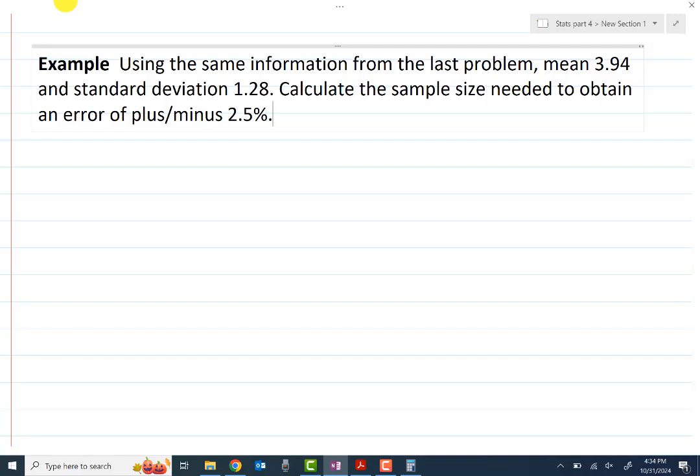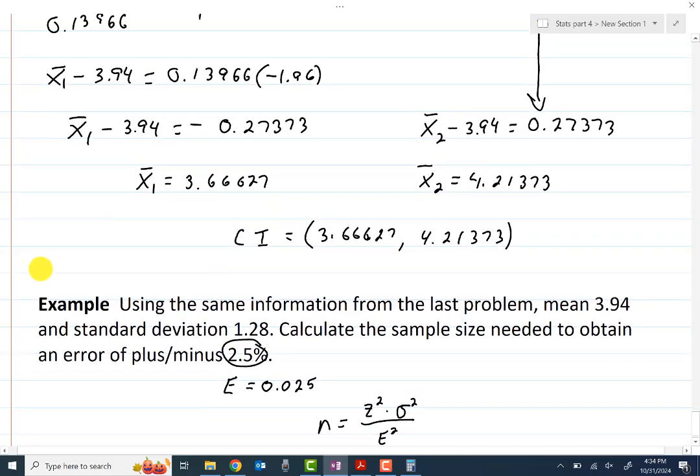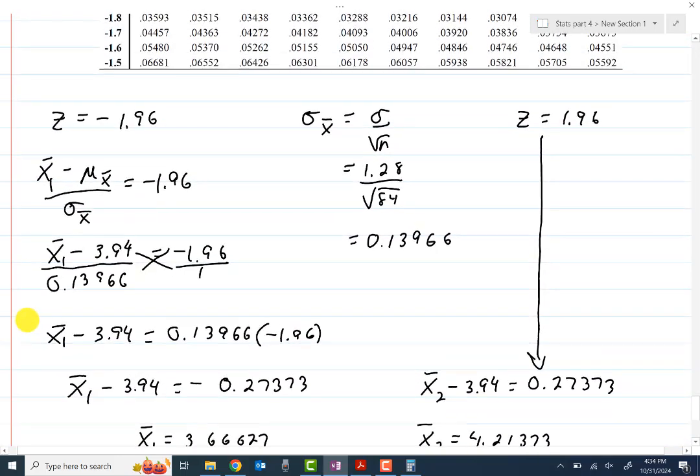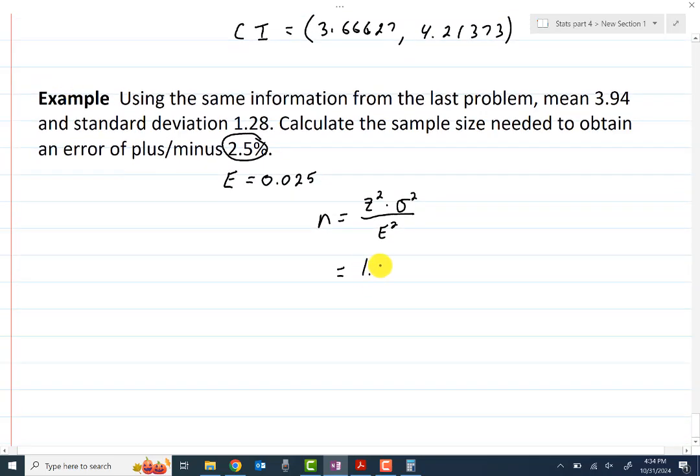Here's another example. So I gave the formula for calculating n. This 2.5%, that means E equals 0.025. Your n goes by the formula z squared times sigma squared actually, and then E squared down here. Everything is squared. The z, that was the same z from the last problem. We're still working a 95% confidence interval. So I'll have 1.96 squared.